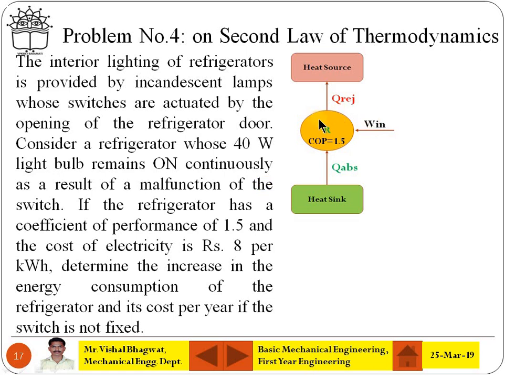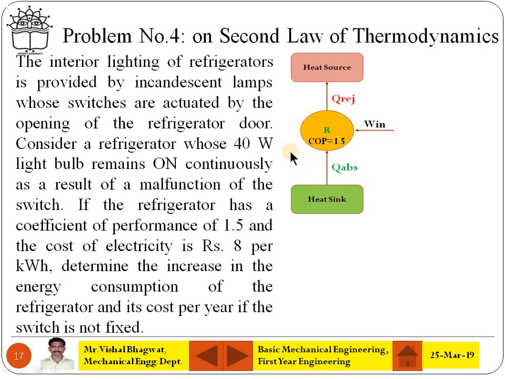So this is a figure of a refrigerator. A simple figure, this way you have to draw. This is the heat sink, which is at low temperature T2, from which the refrigerator has to absorb some amount of heat to maintain the T2 temperature, and it will reject it to the high temperature reservoir, that is the heat source. In order to perform this function, the refrigerator has to consume some amount of electricity. The coefficient of performance of the refrigerator is 1.5.